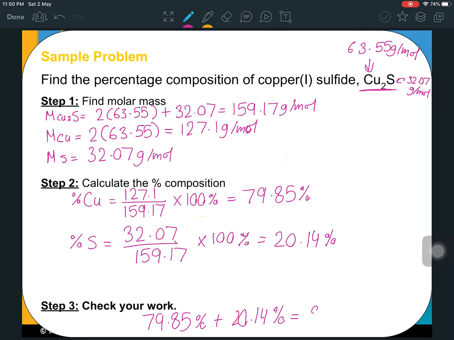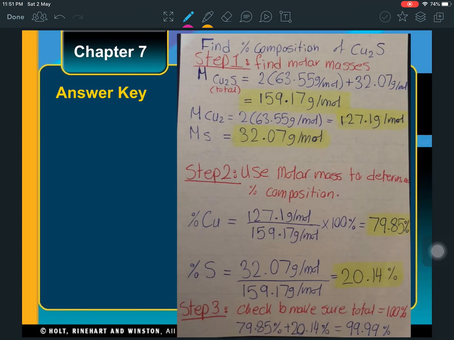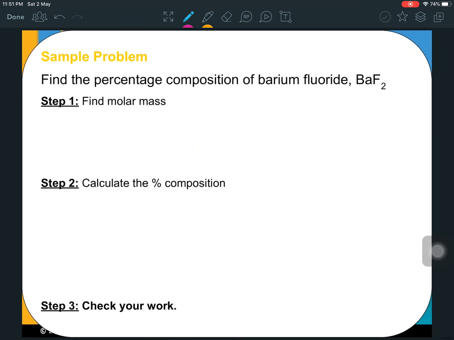That equals up to about 99.99%, which is extremely close. And remember, that 0.01% was probably lost due to rounding errors, which is not a huge deal. You could even end up getting 99.98%. That is also totally fine. All right? Nobody's perfect, and you really can't always get perfect results.